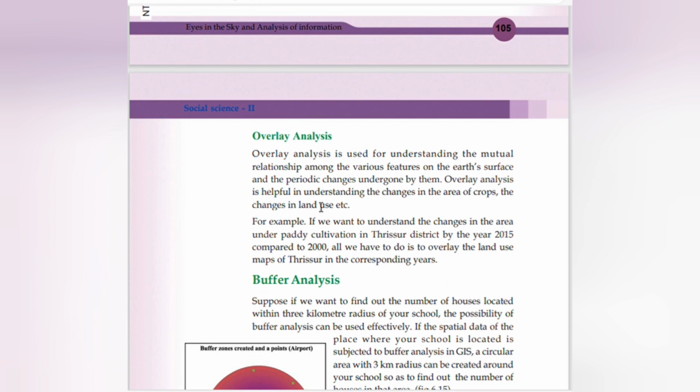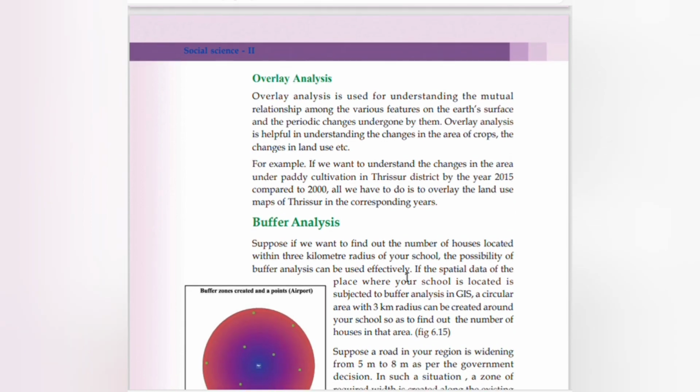Overlay analysis is helpful in understanding the changes in the area of crops, changes in land use, etc. For example, if we want to understand the changes in the area under paddy cultivation in Thrissur district by the year 2015 compared to 2000, all we have to do is to overlay the land use maps of Thrissur in the corresponding years. Buffer analysis.